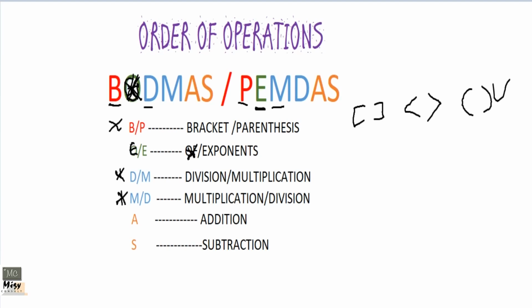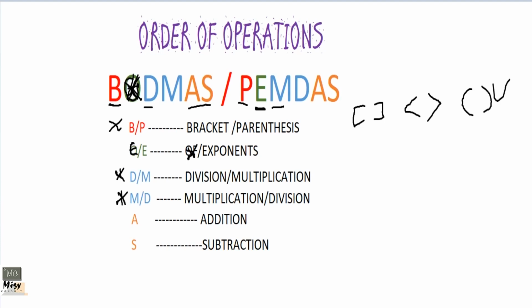What I say is BEDMAS, PEMDAS. Multiplication and division obey the order of whichever one you see first, from left to right. Addition and subtraction are also at the same level. First you do brackets, then exponents, then division or multiplication from left to right.